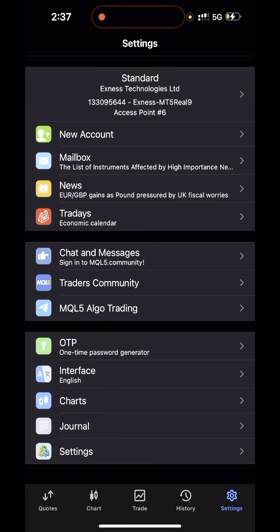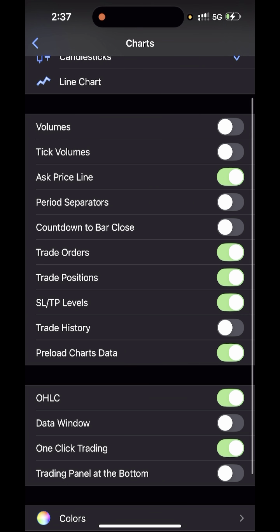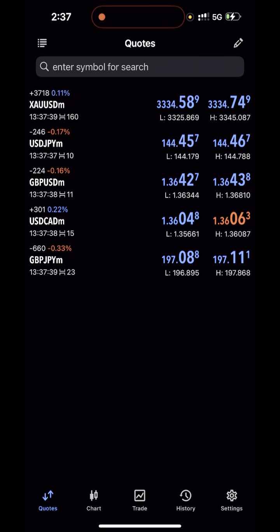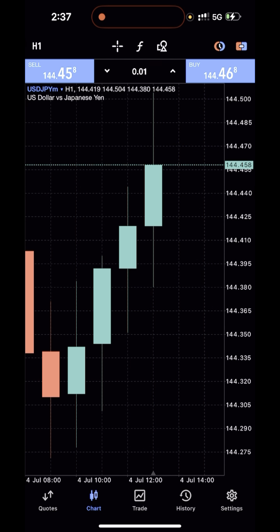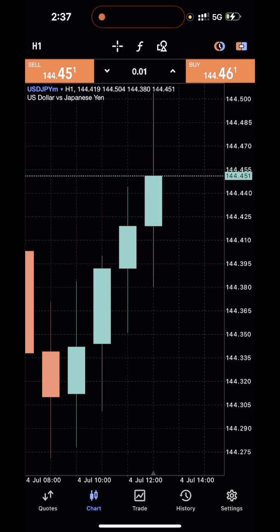Let me show you. Let me go to settings, go to chart, so you can change those settings. So you see ask price is turned off. If I click on it and go back to chart, you see that it's just showing one. You understand? So usually the bid price is the price that you are buying, right? So the ask price is the price that sellers are willing to sell, right?